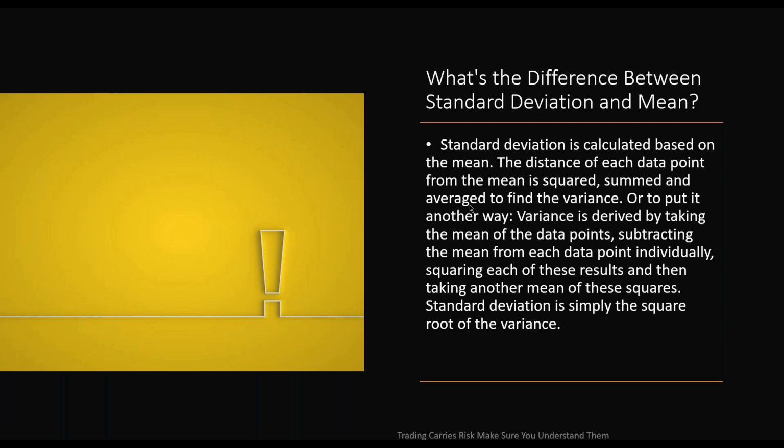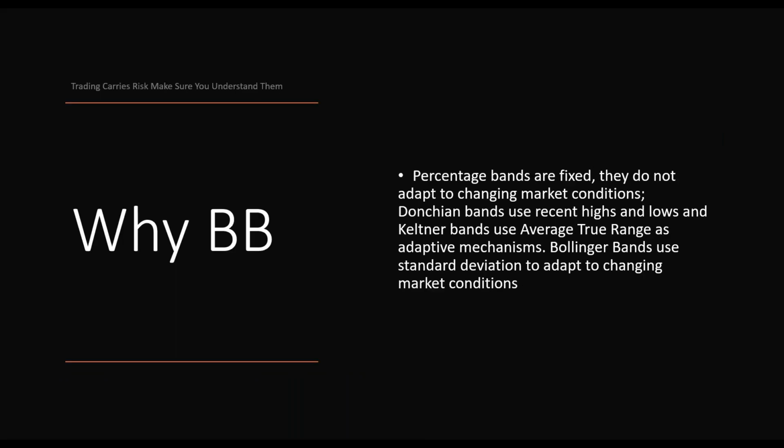So standard deviation is calculated based on the average. The distance between each data point is squared, summed, and averaged to find the variance. Or to put it another way, variance is derived by taking the mean of the data points, subtracting the mean from each data point individually, squaring each of these results, and then taking another mean of those squares. Standard deviation is simply the square root of variance. Okay, we're not going to discuss it anymore.